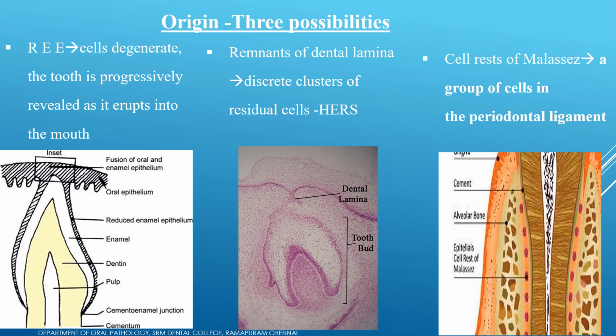There are three possibilities for the origin of lateral periodontal cyst. The first one is that it can arise from the reduced enamel epithelium. These are the cells which usually degenerate as the tooth is progressively revealed as it erupts in the oral cavity. Then the second possibility is that it can also arise from the remnants of dental lamina, which is nothing but the discrete clusters of residual cells of Serres. Then the third possibility is that it can also arise from the cell rests of Malassez, that is a group of cells which is present in the periodontal ligament.